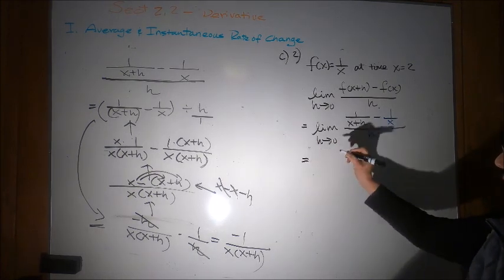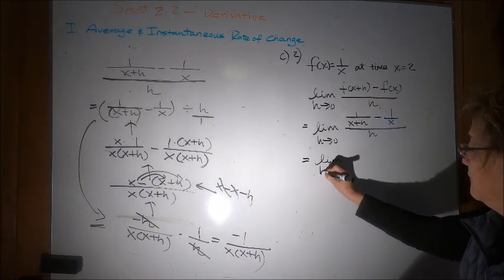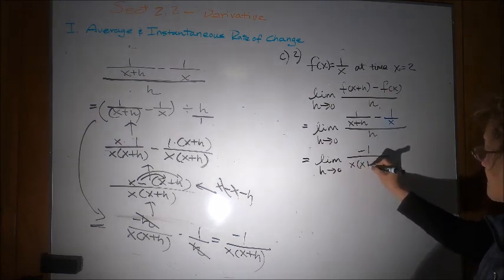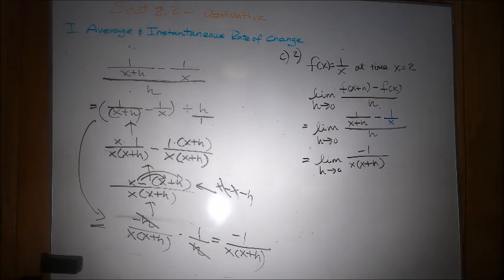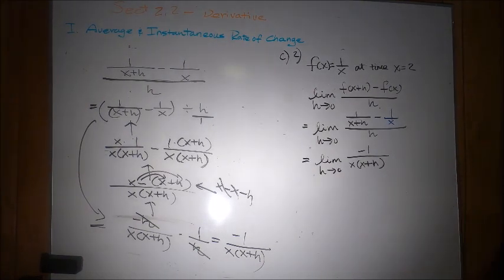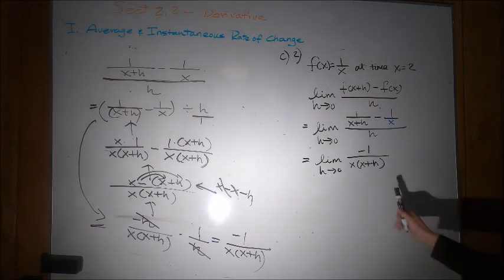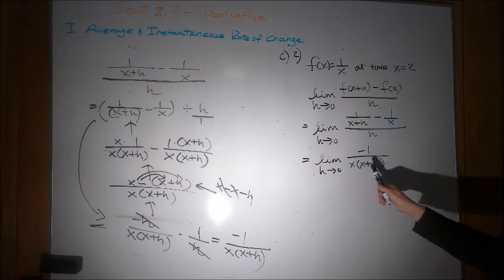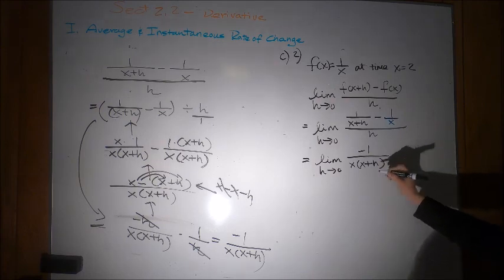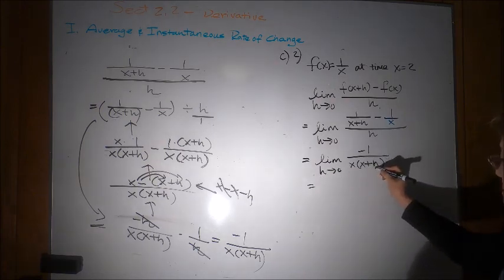Okay, so what happened here? We simplified our fraction, so it becomes negative 1 over x times x plus h, right? Then we try to find the limit. Can we plug in now without making the denominator 0? Take a look. We can do that because when you plug in h is 0, the bottom is no longer 0, right? So what do we have? We will plug in 0, right?